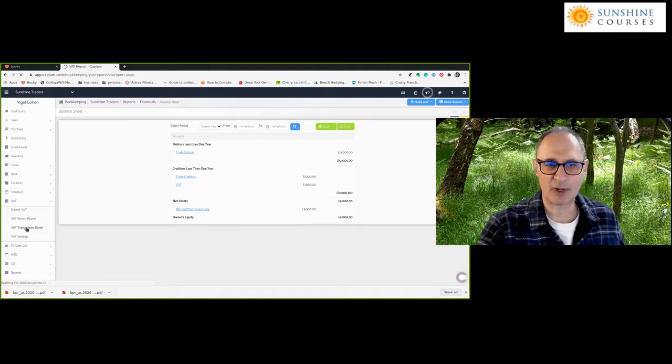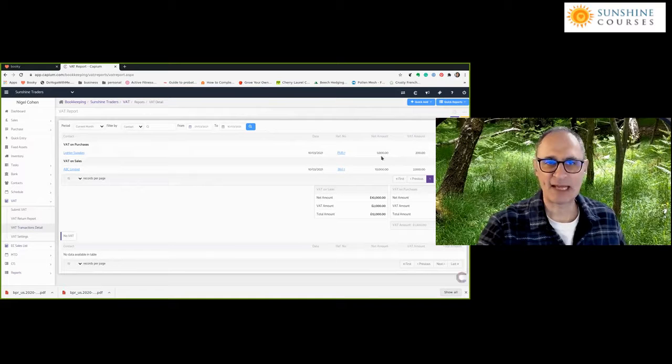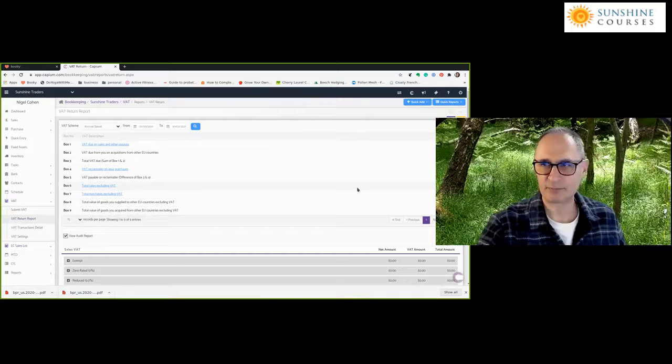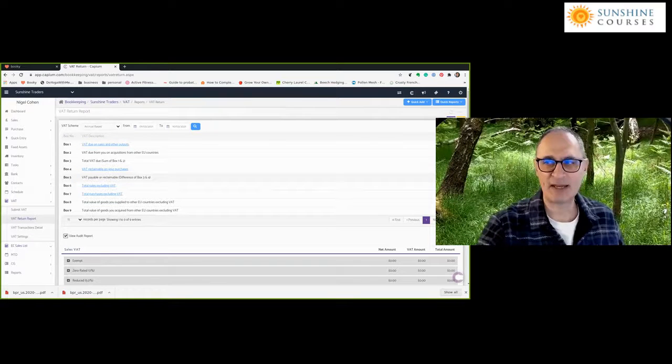Let's just have a quick look at that. So the transactions in this case are VAT on purchases, £200, VAT on sales, £2,000. That's the VAT on the transactions. If we looked at the return report, this is the way the government require you to format it. It says our total output, or our total VAT on sales, is £2,000. Total reclaims is £200. The net difference is £1,800.